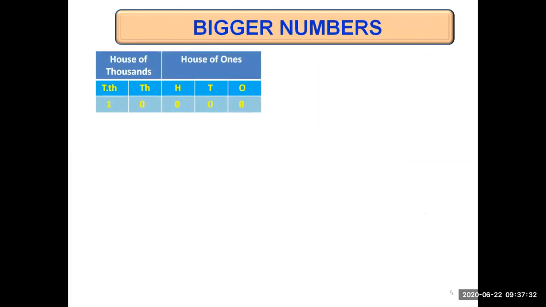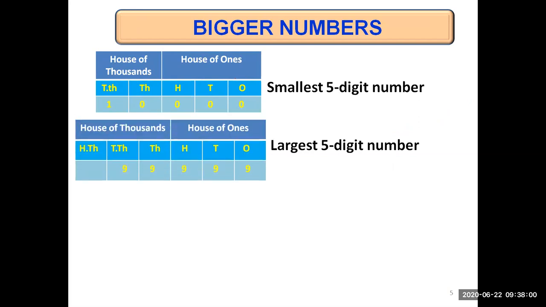Bigger numbers. The smallest 5-digit number we have is 10,000, one with 4 zeros. The 1 is in the 10,000s place, 0 in the thousands place, 0 in the hundreds place, 0 in the tens place, and another 0 in the ones place. Now the largest 5-digit number is 5 nines, 99999. 9 at the 10,000s place, 9 at thousands, 9 at hundreds, 9 at tens, and 9 at ones.